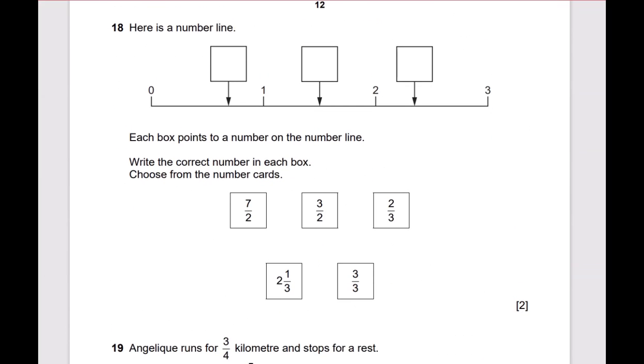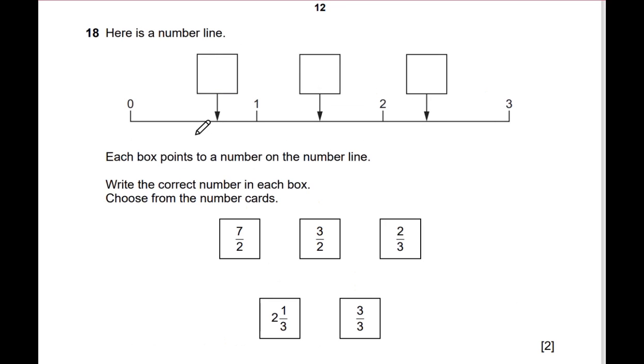Here's a number line. Each box points to a number on the line. Write the correct number in each box. Choose from the number cards. Alright. You're given 5 seconds.